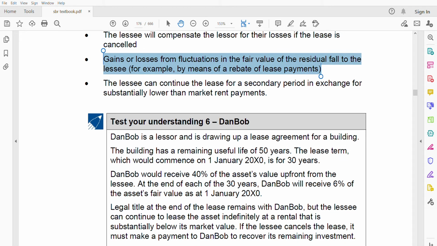Gain or losses from fluctuations in the fair value of the residual fall to the lessee. When fair value fluctuates, definitely there will be a gain or loss. So if the fair value of the residual fluctuates, the gain or loss falls to the lessee, for example, by means of a rebate of lease payment. Then it's a finance lease because of the risk or the gain. If it's a loss, it's a risk for the lessee. If it's a gain, the lessee is the one who is having the reward. So risk and reward is for the lessee, right? Lessee is the one who is bearing the risk and earning the reward. So it's a finance lease.